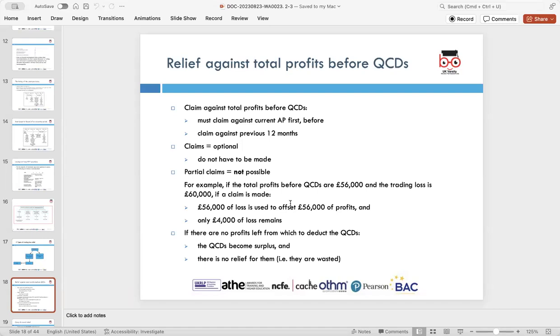Reducing the taxable profit to zero, the remaining 4,000 pound of the losses cannot be used as there is no profit left to offset. Considerations for QCD: if there is no profit remaining after offsetting the losses, any qualifying charitable donations become surplus and cannot be used for relief, essentially resulting in wasted relief. Understanding how to claim relief against total profit before qualifying charitable donations can help businesses effectively manage their tax liabilities and optimize their financial positions.